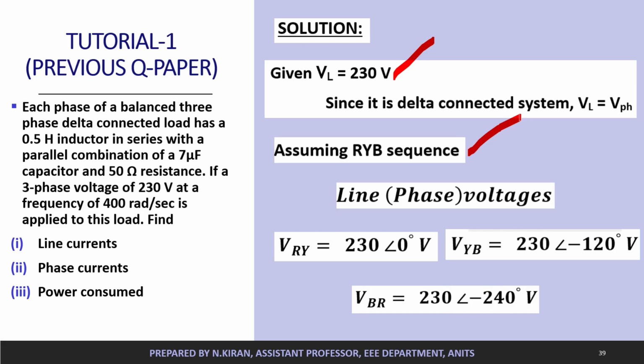Since this is a balanced system, we know from the analysis that every line voltage as well as phase voltage will be displaced by 120 degrees apart from each other. That is why here, since this is taken as reference 0, I have got minus 120 degrees for YB and minus 240 degrees for BR.